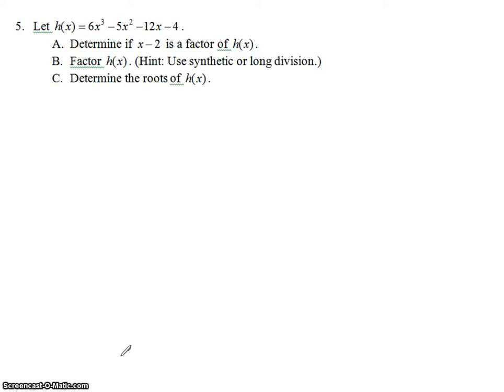All right, continuing on with the rest of the study guide. Here are the last three problems. So we're going to check to see if x minus 2 is a factor of this polynomial. In order to do that, we're going to use synthetic division.